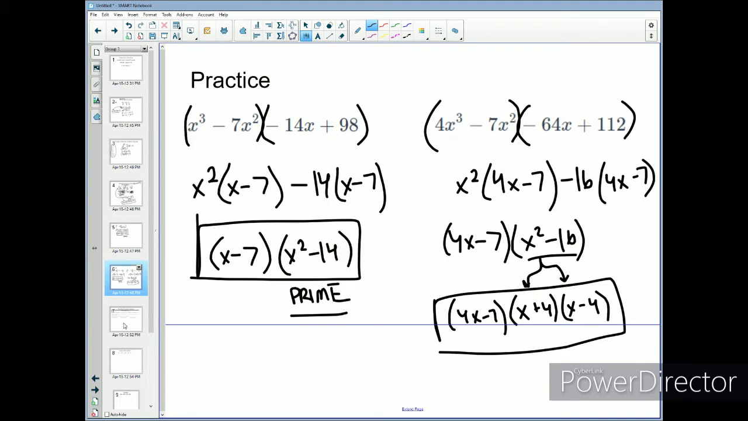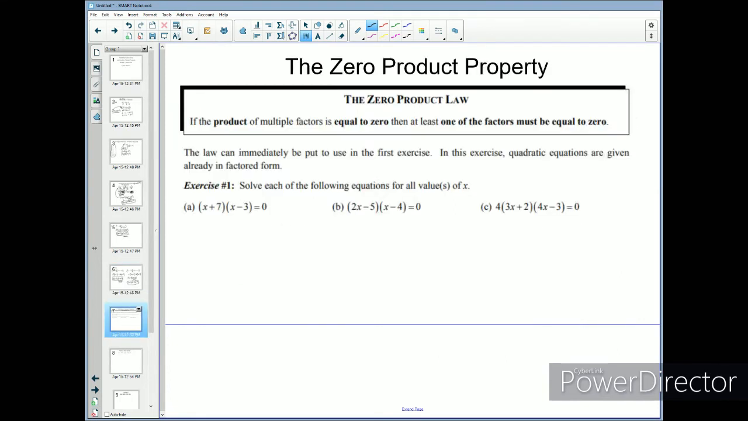Okay, here we go. The zero products property, also known as the zero products law. I stole this from Kirk. If the product of multiple factors is equal to 0, then at least one of the factors must be equal to 0. All right, so think about what that means. If the product of multiple factors is 0, then one of the factors must be 0. This works both ways. If one of the factors is 0, that means that the product must equal 0, right? They're vice versa.